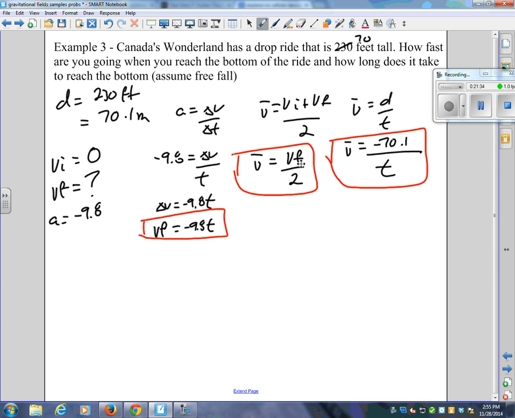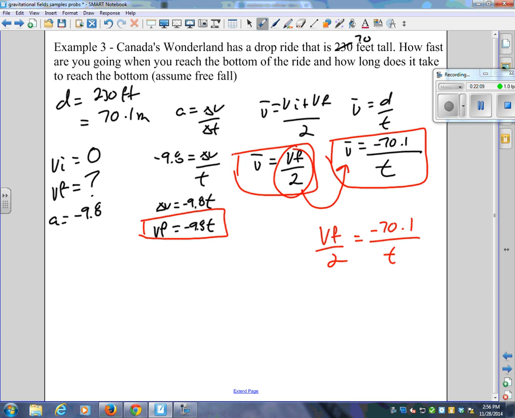And is this VF the same as that VF? Sure. It sure is, right? So here's what I'm going to suggest we do. Let's take this value right here, and I'm going to plug it in there. Can I do that? Because this circled area is equal to V bar, and that says V bar there, right? So I'm going to write, in red, VF over 2 is equal to minus 70.1 over T.